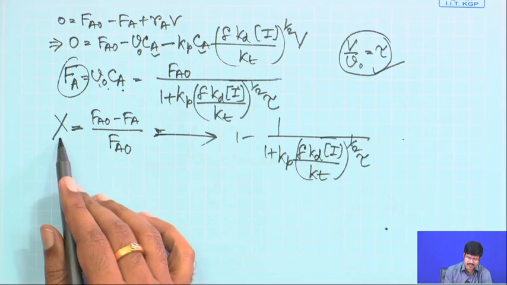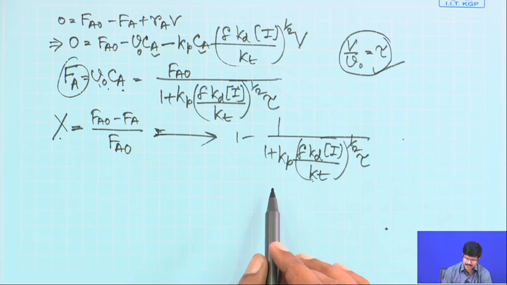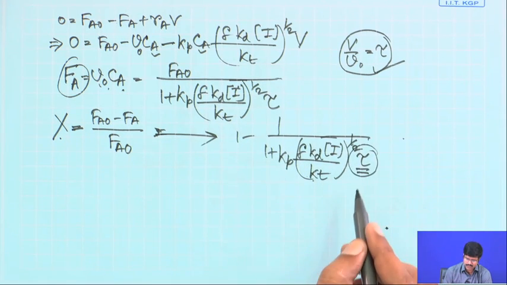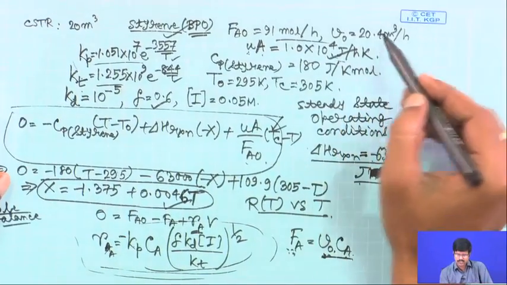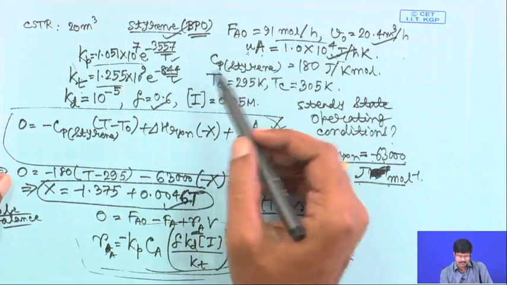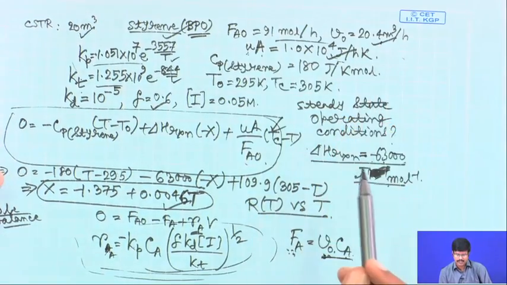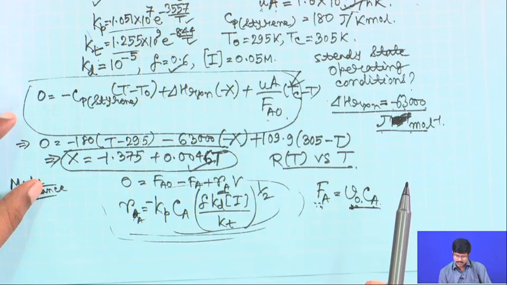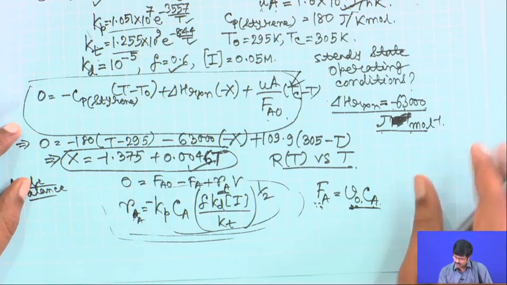So, this gives you the dependence of x on temperature from your mole balance equation, and remember here that this tau is basically known for you because you already know the volumetric flow rate in and you already know the volume of the CSTR. So, this divided by this is your tau, and okay, let us see.